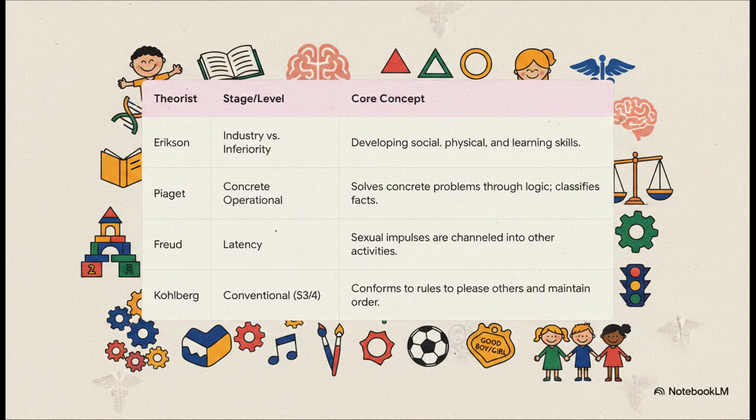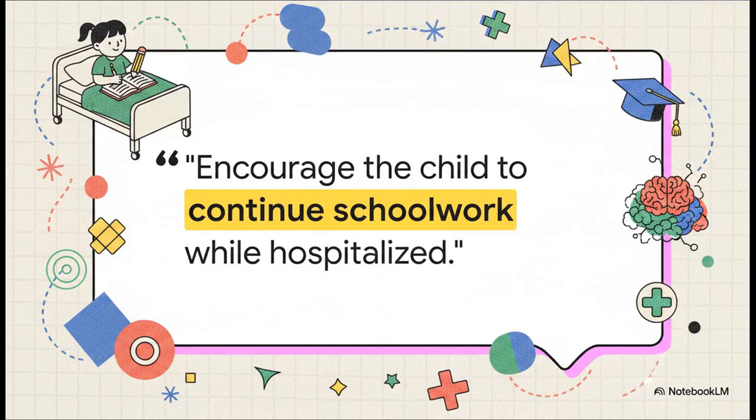Freud says this is the latency stage, where other energies get funneled into school and hobbies, and Kohlberg's conventional morality kicks in. Now they follow the rules not just to avoid punishment, but to please others and be seen as a good kid. This is just a perfect example of theory in action.